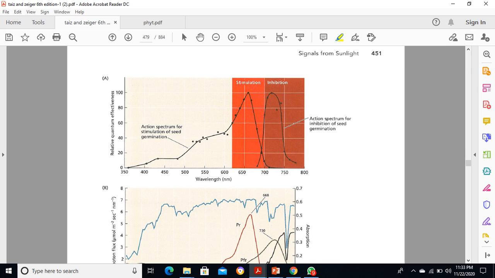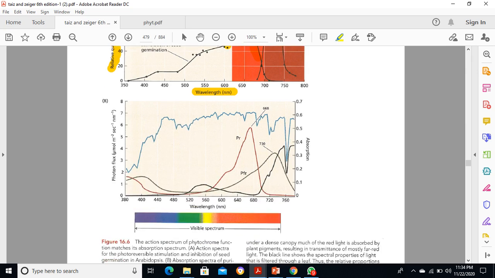Now, actually, how did they find that red light promotes seed germination and far red light inhibits seed germination? In this graph, you can see relative quantum effectiveness with wavelength. They found that in red light, there was a stimulation peak, but in far red light, there was an inhibition peak. From this, they concluded that red light promotes seed germination and far red light inhibits seed germination.